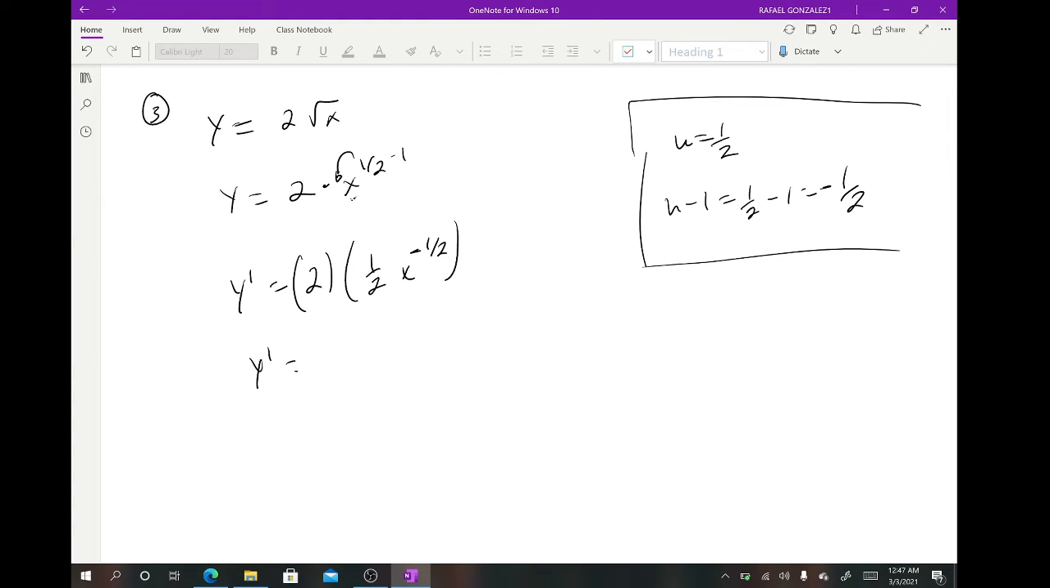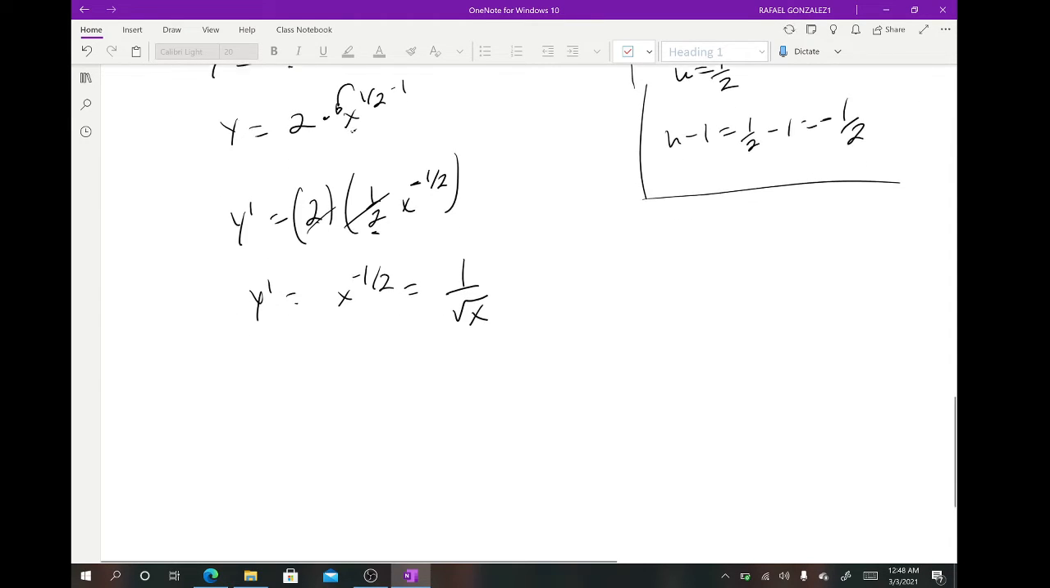We could simplify this a little bit more. 2 times 1/2 is just 1, so they cancel, and you're just left with x to the minus 1/2. But x to the minus 1/2 is the same thing as 1 over square root of x. So the derivative of 2 times square root of x is simply 1 over square root of x.